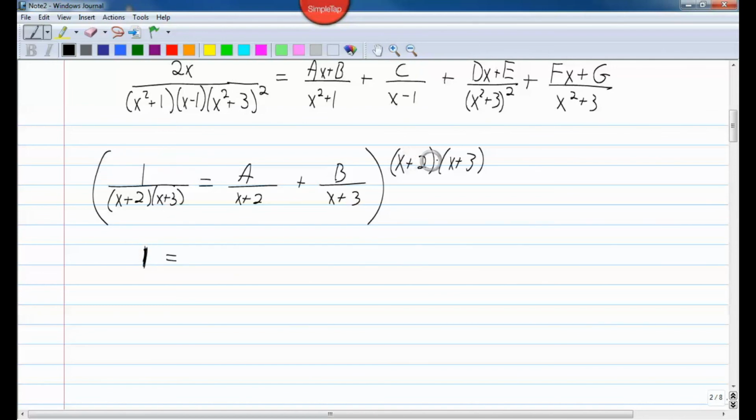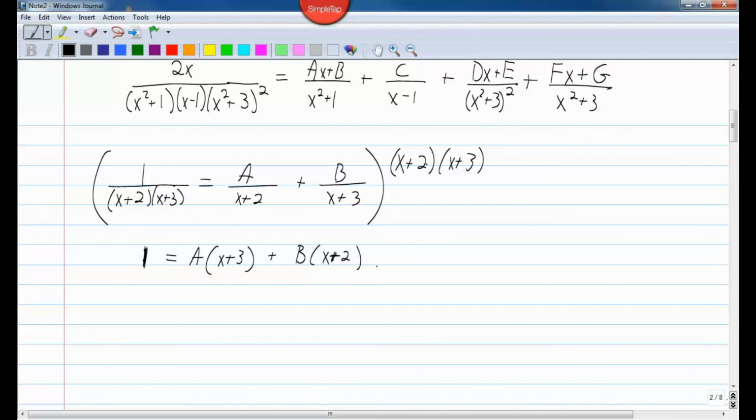Equals. Now when you say this common denominator times the first term, the x plus 2's would cancel out and leave you with a times x plus 3. When you say this common denominator times this term, that's going to leave you with plus b times x plus 2. Alright, so x plus 3, x plus 2, you got this equation now.